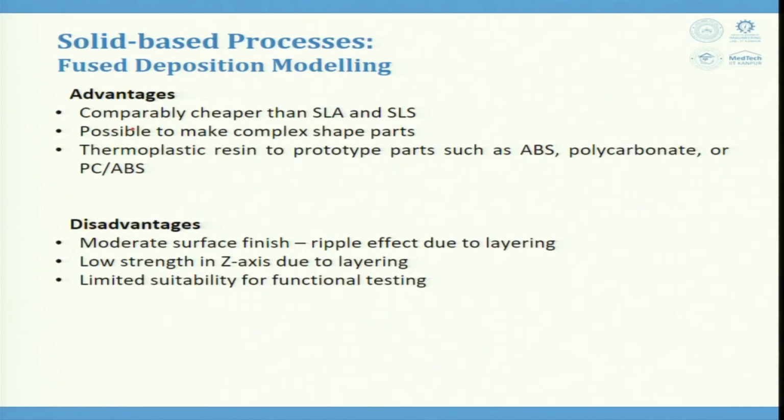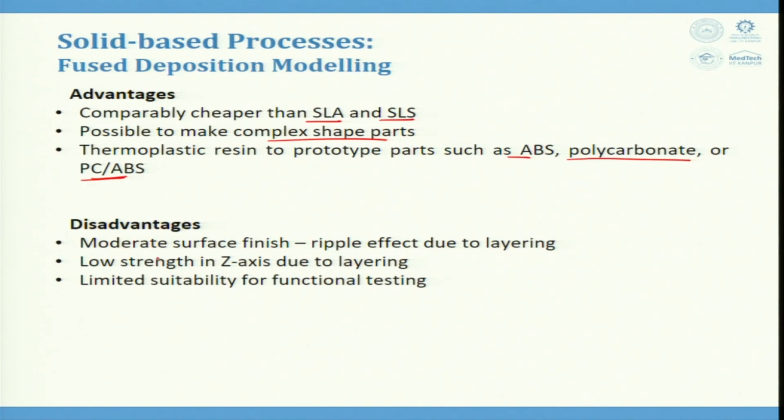The advantages that could be quoted here are it is comparably cheaper than SLA and SLS. It is possible to make complex shape parts, and thermoplastic resin prototype parts such as ABS, polycarbonate, or a mixture of PC and ABS could be produced.